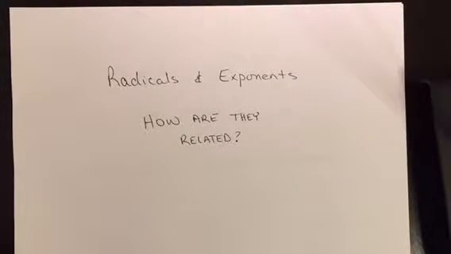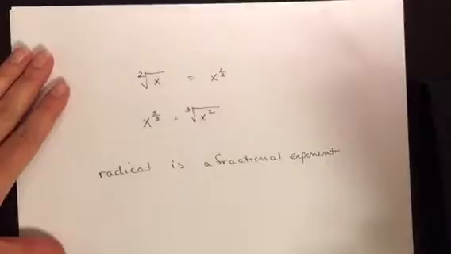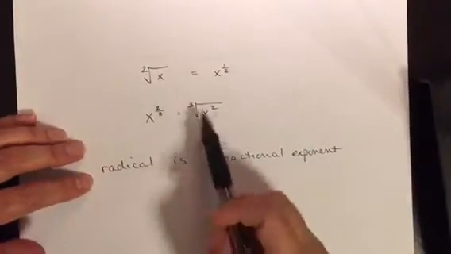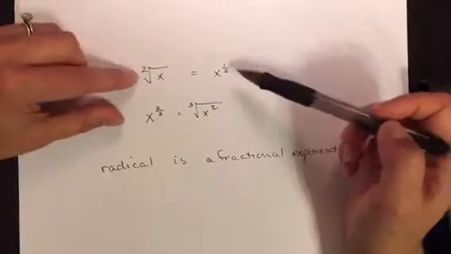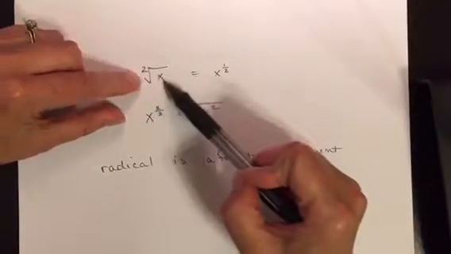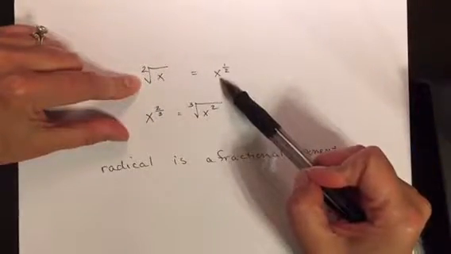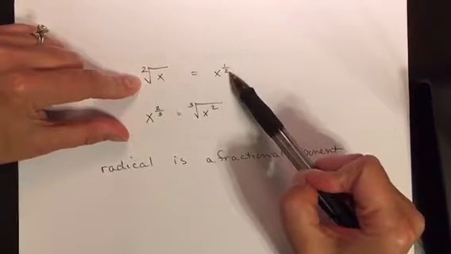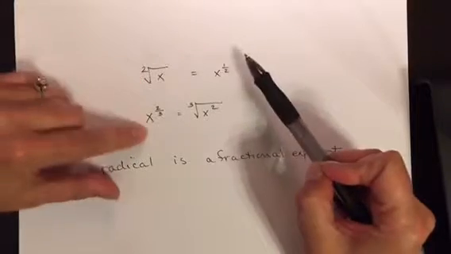Radicals and exponents, how are they related? Basically, a radical is a fractional exponent. So if you can keep that in mind, you can work through all of these problems. So if I have the square root of x, that is the same as x to the 1/2 power. Whatever the root is goes in the denominator of the exponent.